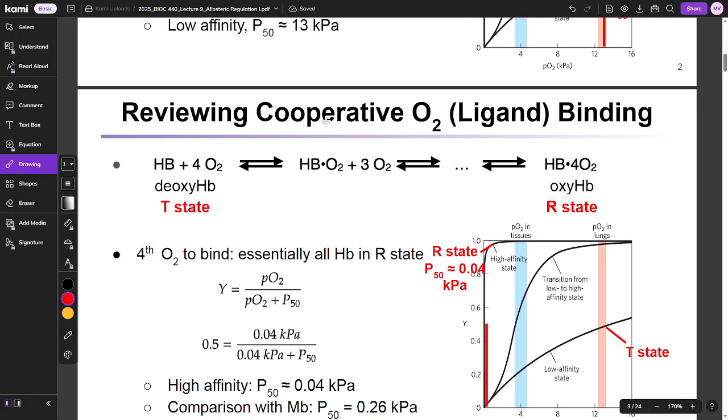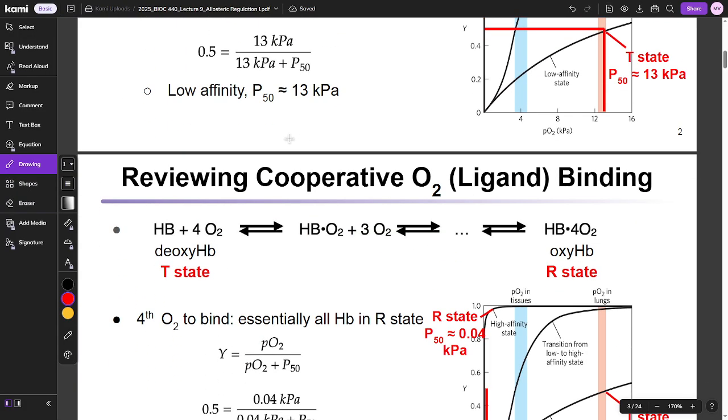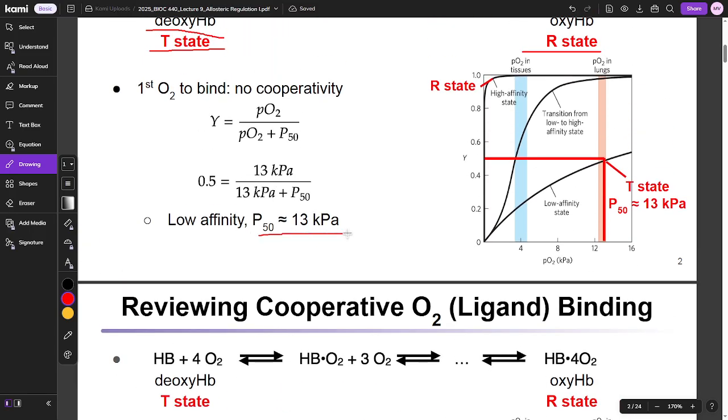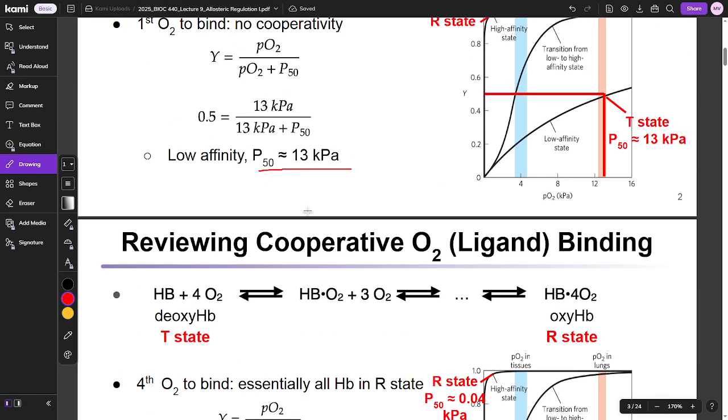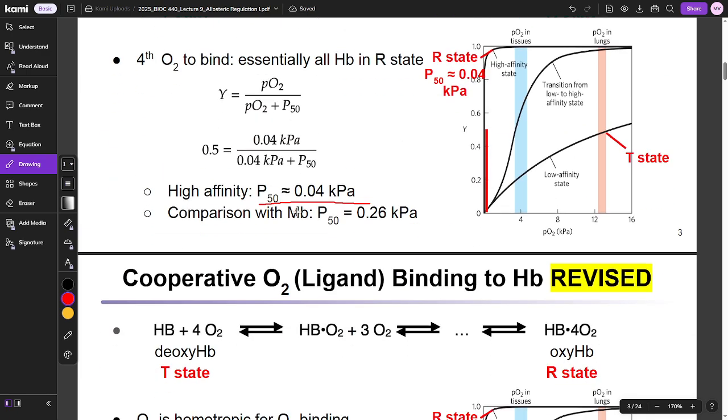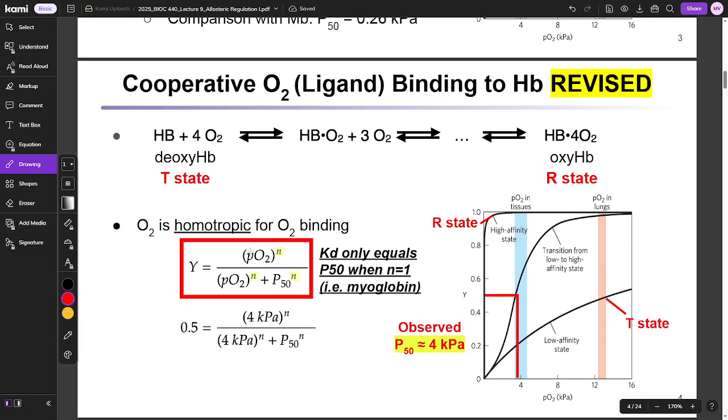If you've got a high P50, you've got low affinity. If you've got a low P50, you've got high. Sorry, if you've got a high P50, you've got low affinity. If you have a low P50, you have a high affinity. They actually edited this, which I didn't know.